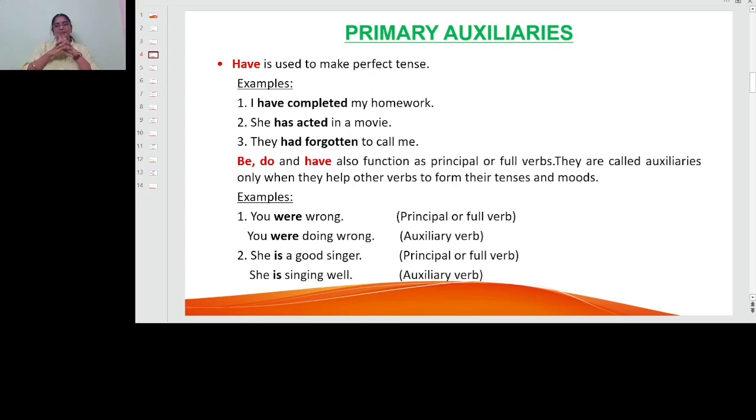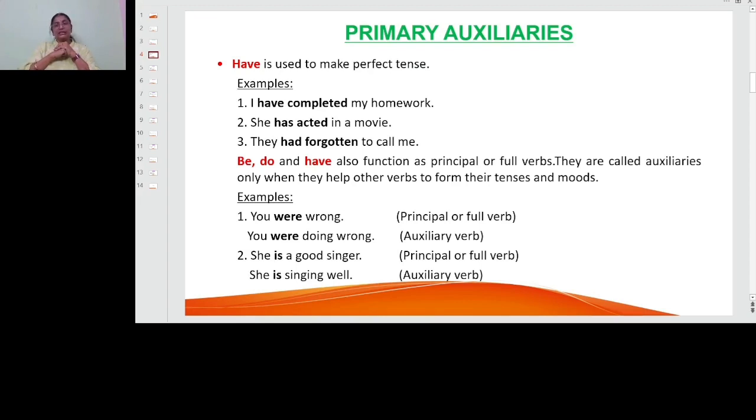For example, you are wrong. I gave you an example, she is beautiful. Now another example is you are wrong. So what is the verb here? Were wrong. So what is were? Be form of the verb. What is be form of the verb? It's an auxiliary verb. But in this case, it is acting as a main verb.